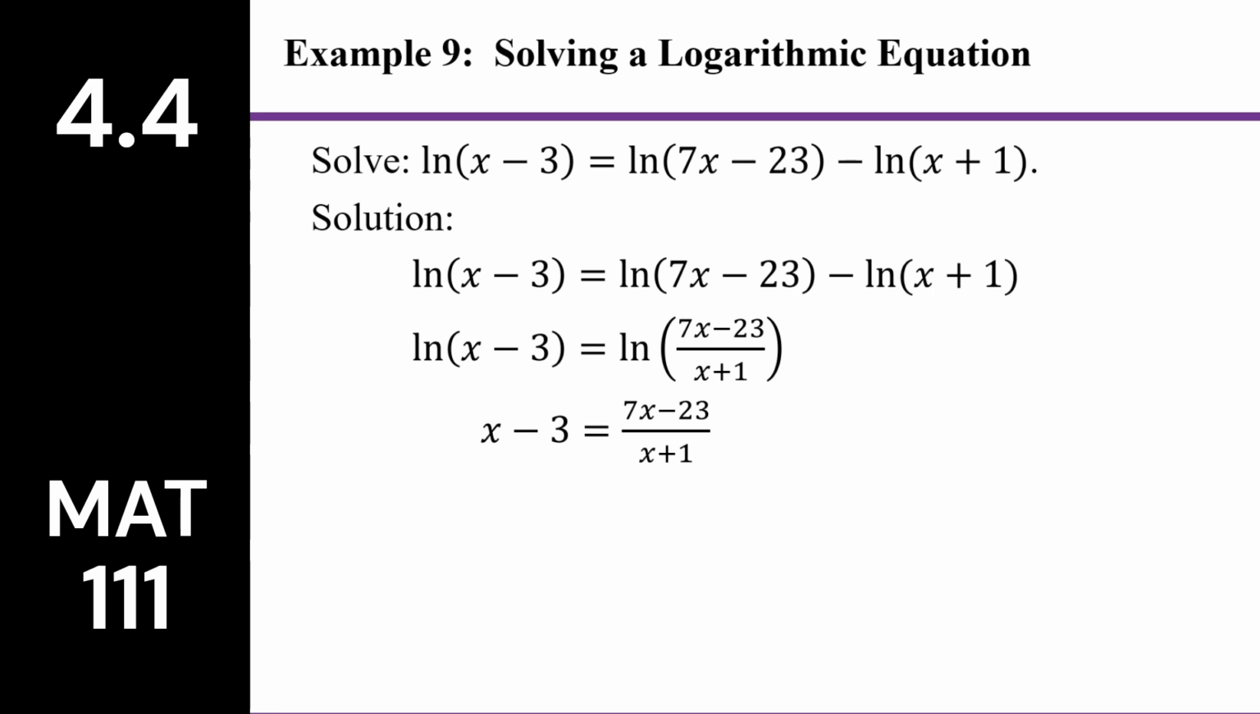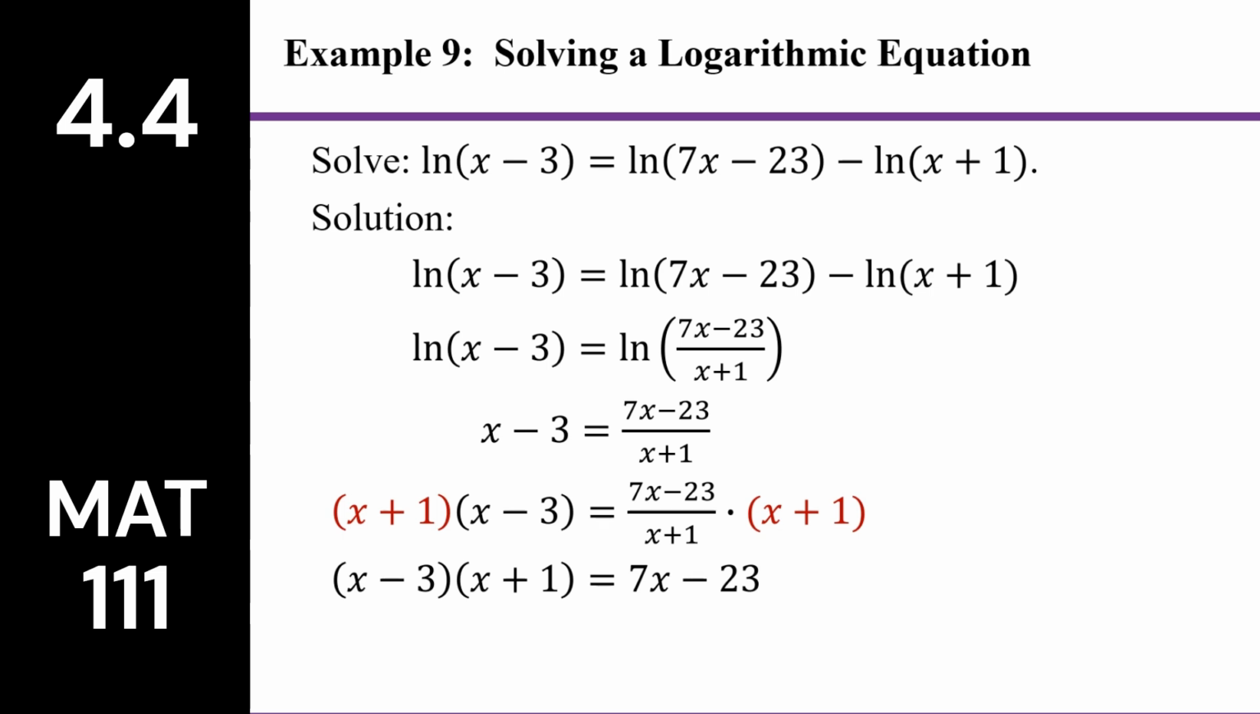We now need to solve this equation, so we'll multiply both sides by the x plus 1. That will allow the x plus 1's to cancel on the right. So on the right, it just leaves the 7x minus 23. On the left, we'll multiply that out, and then we need to get everything to one side with 0 on the other. So we'll get rid of the 7x by subtracting 7x from both sides, and we'll get rid of the 23 by adding 23 to both sides. That gives us x squared minus 9x plus 20 equals 0.